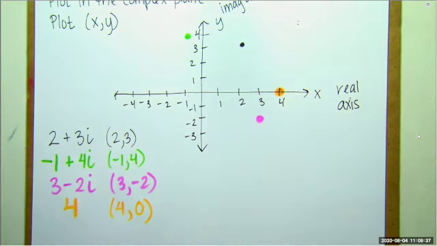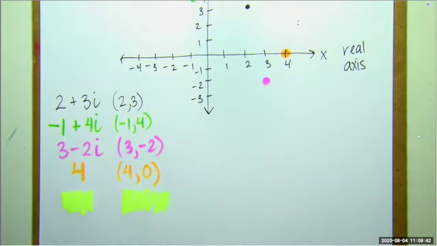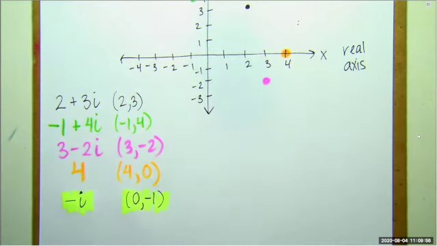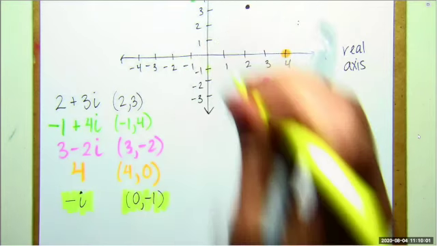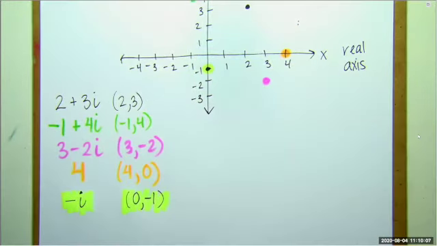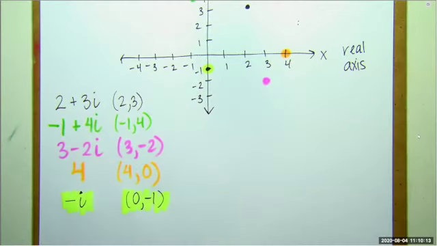Let's do one more. I know the yellow is hard to see. So let's do negative i. What's our real component here? What should x be? 0, good. And then our imaginary component is -1. Okay, so on our graph here, that just corresponds to this yellow point. I know that's hard to see. X is 0, y is -1. So anything that lies on this imaginary axis only has an imaginary component and doesn't have a real component.